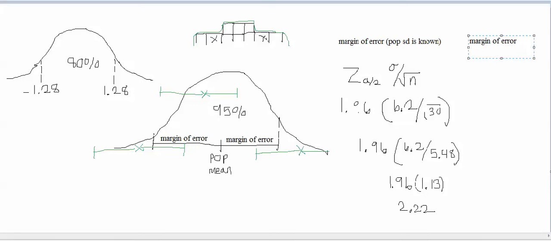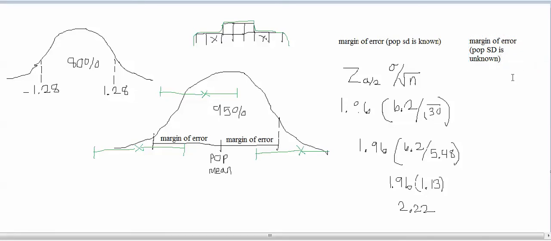Margin of error, population standard deviation is unknown. Meaning, when we don't have the population standard deviation and all we have is just the sample standard deviation, we use this one. I gave you a sample standard deviation. I did not give you a population standard deviation, so we're using this formula. The letter S means sample standard deviation. This meant population standard deviation.